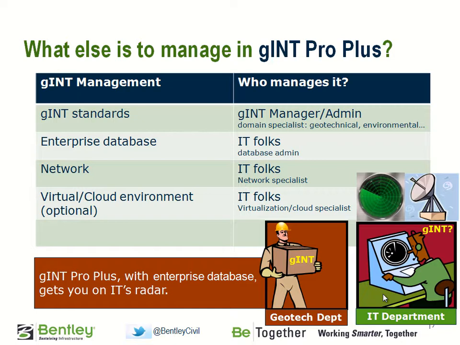Then we have network. So if you have multiple offices across different geographies that hit the same central subsurface database managed by GINT, then network setup is very important to be aware of, such as bandwidth, quantity of data being pushed back and forth, user rights, and so on. And then optionally, virtual or cloud environments, again managed by IT departments, either internal or external. So in the case of virtualization, quite a few companies virtualized their environments in-house, but as more and more companies are moving to cloud, that's usually outsourced to third party.